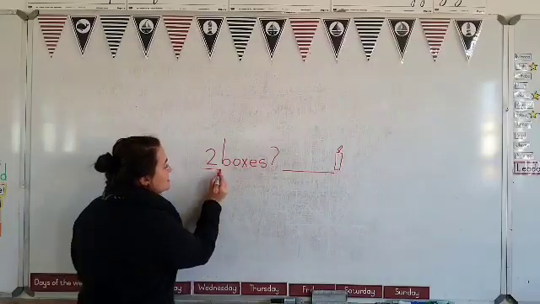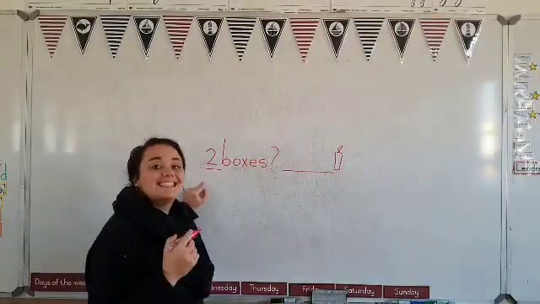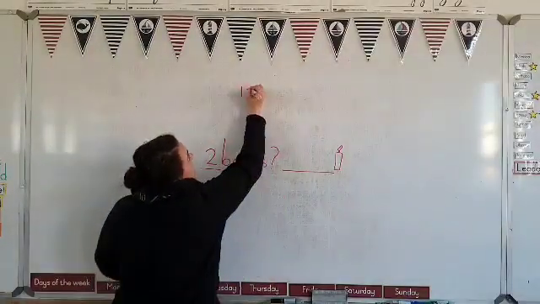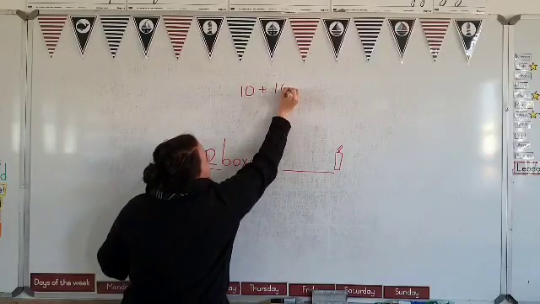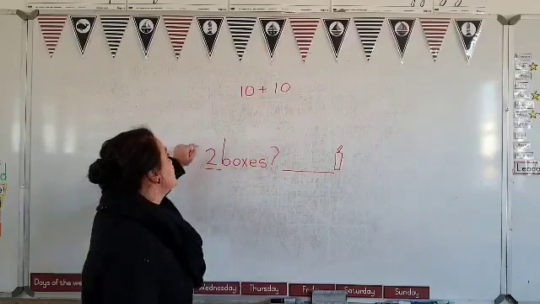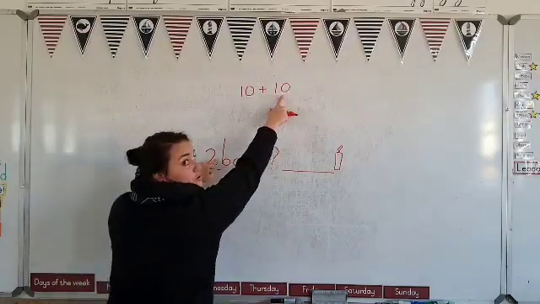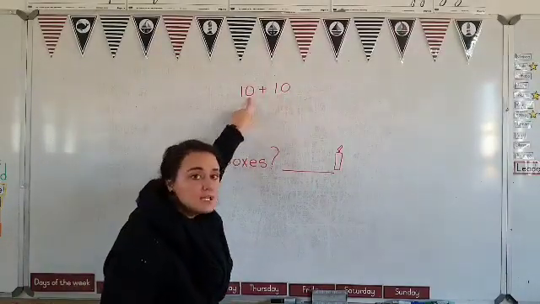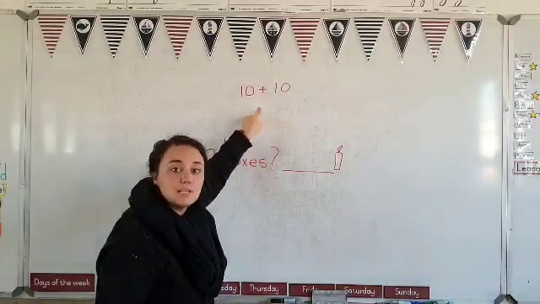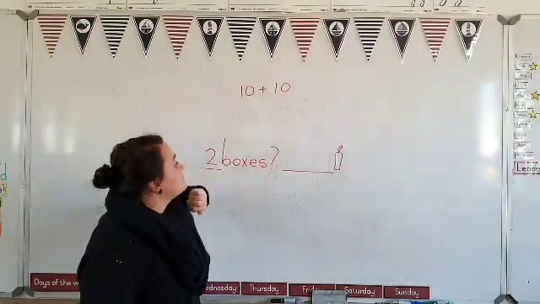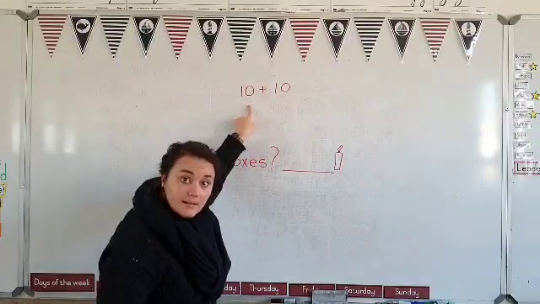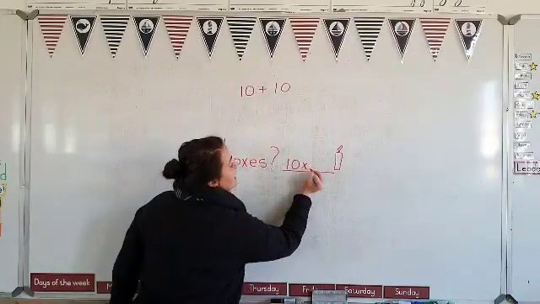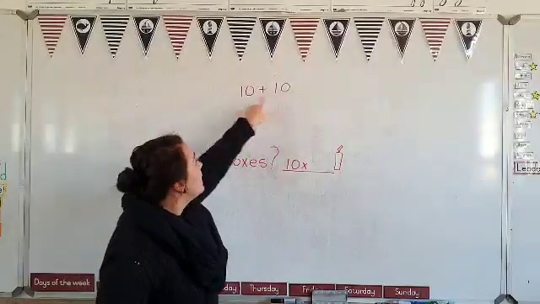So 2 boxes, and we know each box has 10 candles. So if it would have been addition, it would have been 10 plus 10, because there are 2 boxes, 1, 2, and each box has 10. So again, even if it's only 2 numbers that are repeating, we can change it into multiplication. Which number is repeating? Number 10 times, how many times did the number repeat? 1, 2.